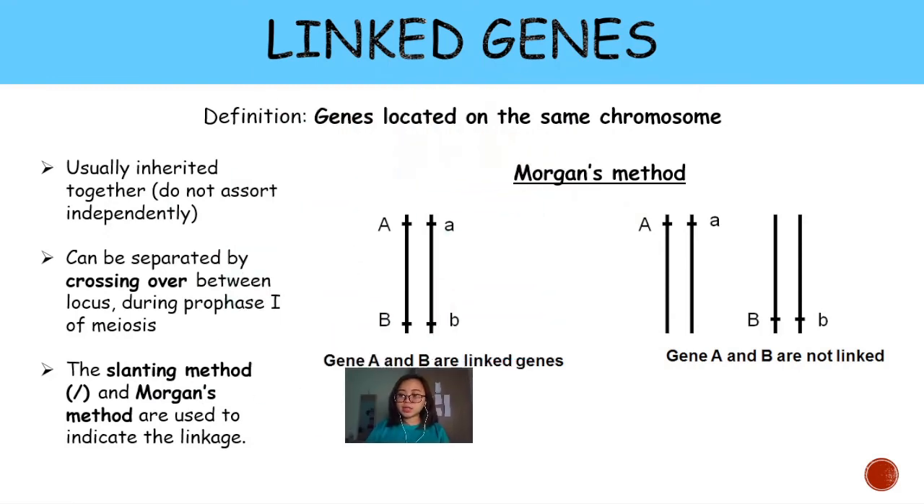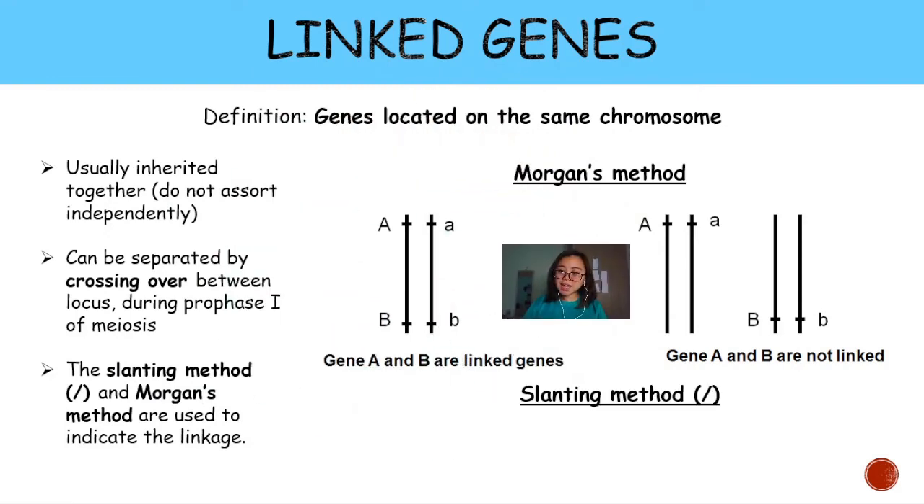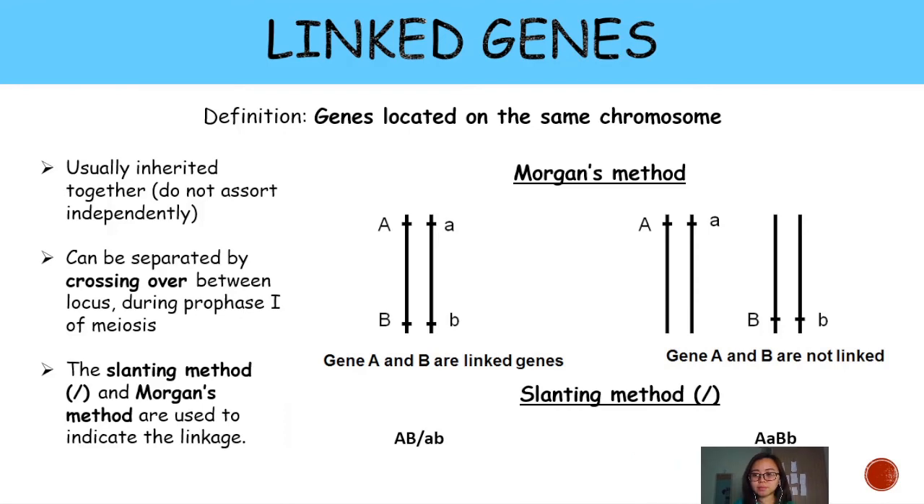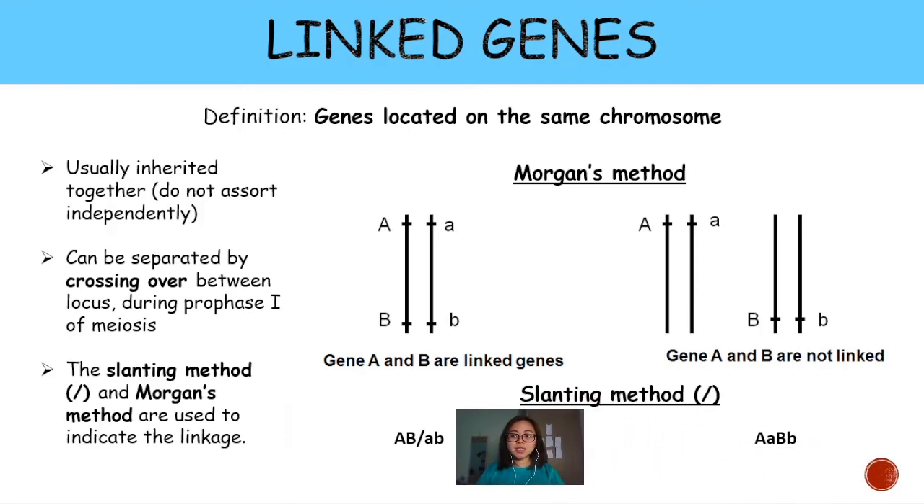If you don't like drawing these, you can also draw using slanting method. Slanting method means kamu tulis AB/AB. Ini A besar B besar diletakkan bersama sebab dia berada pada kromosom yang sama. A kecil, B kecil diletakkan bersama sebab dia ada pada kromosom yang kedua. Sorry, kita slash macam tu. Ini perbezaan cara kita tulis dengan dalam dihybrid biasa. Kalau dihybrid biasa, kita akan tulis macam ini. Tapi ini adalah link gene, jadi kita tulis seperti ini.